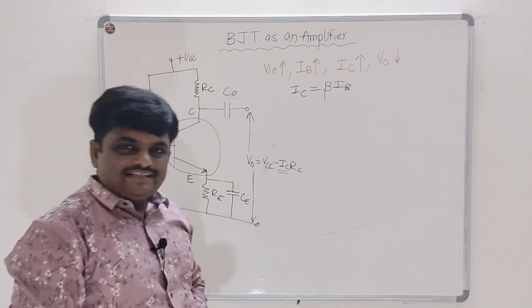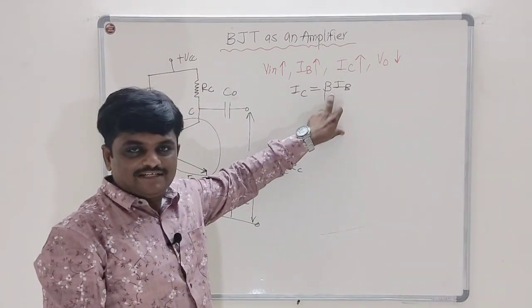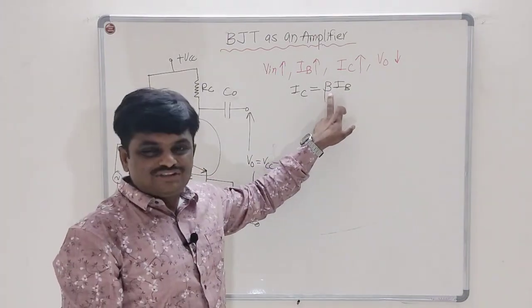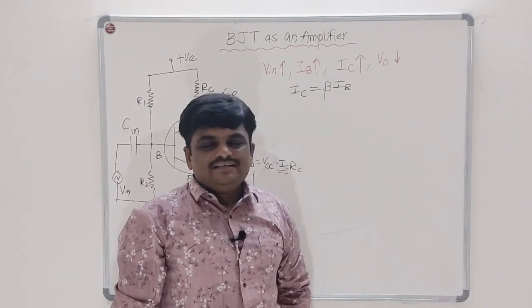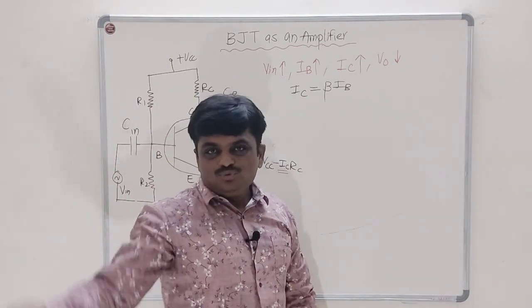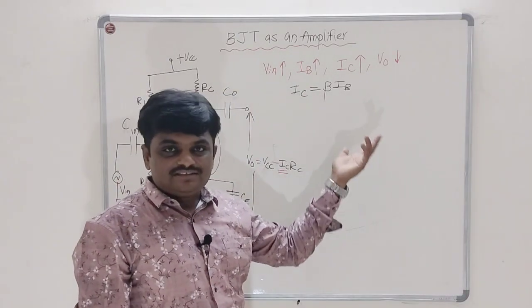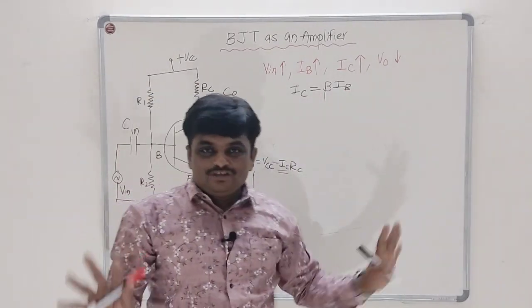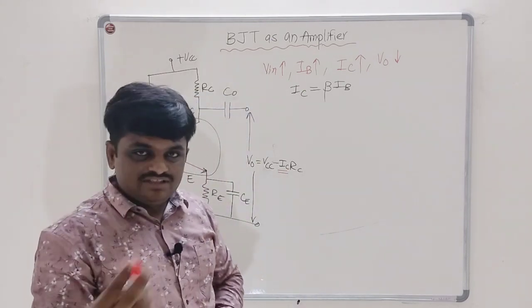And how is it acting as an amplifier? See this beta factor. Beta is the current amplification factor. So the input current is IB, but the output current is beta times IB. Typically this value of beta is from 100 to 200. So the collector current will be the amplified version of the base current. This is just the DC operating condition. Now if you consider the AC input, I will explain with the help of waveforms.